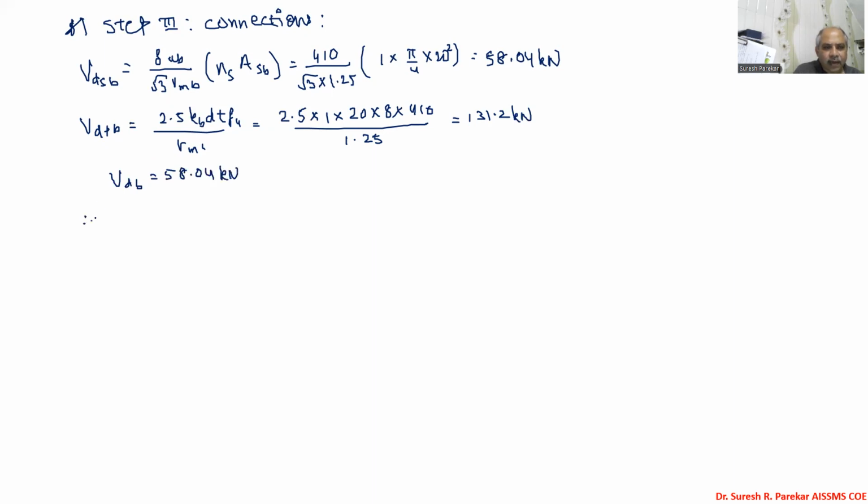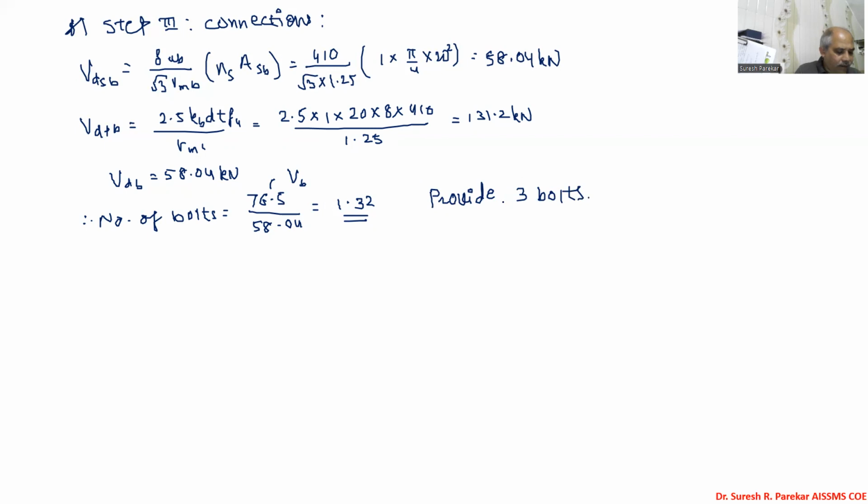And then we have the number of bolts equal to the force, which we have as 76.5. This is VB, divided by 58.04, and it comes to 1.32. But provide 3 bolts, because it should accommodate stresses due to bending also. This will give the number due to shear only. So provide 3 bolts.